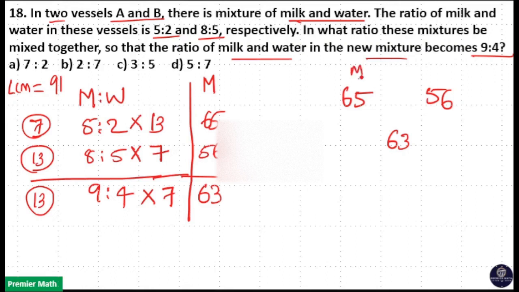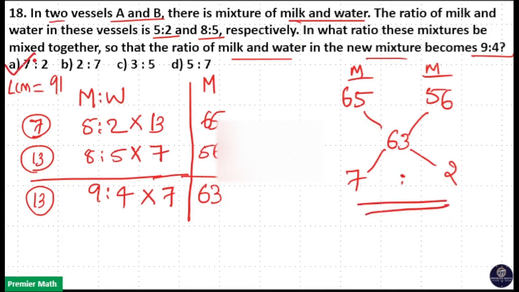This is milk. This is milk. Then 65 minus 63 is equal to 2. 63 minus 56 is equal to 7. So 7:2 is your ratio. Option A is your answer.